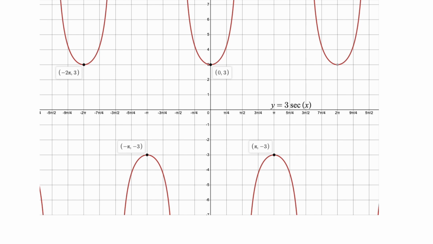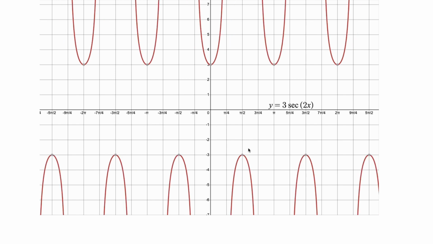Okay, so now what I'm going to do is change the x to 2x. And remember what changes to the angle do? Those change the period when you're multiplying by a number. So notice that the period of the basic secant graph is 2 pi. So when you put a 2 in front of x, that should change the period to 2 pi over 2, which is pi. So let's take a moment and look at that.